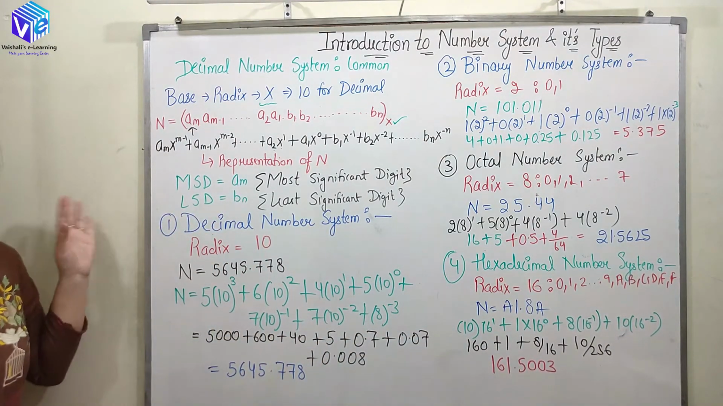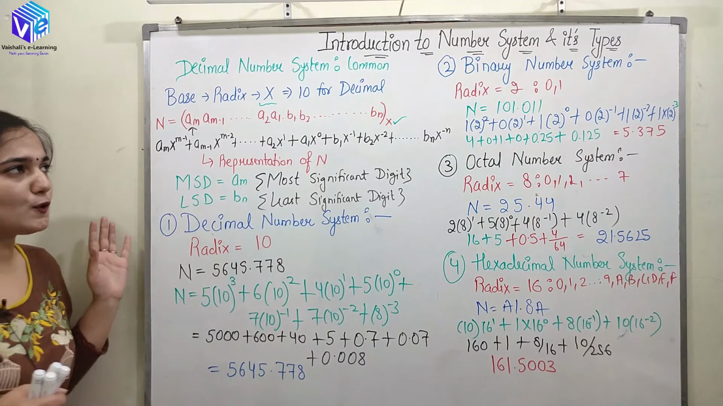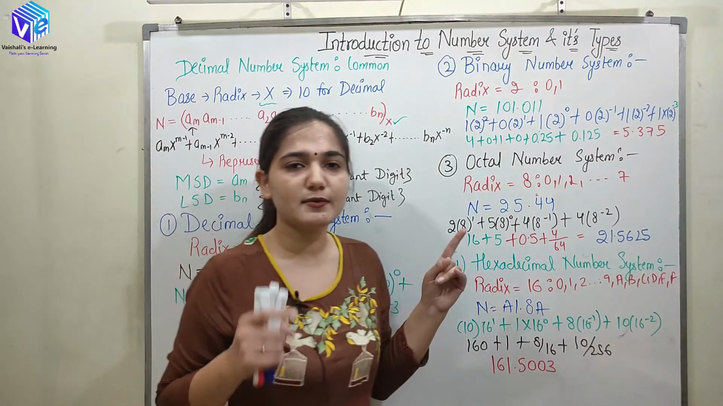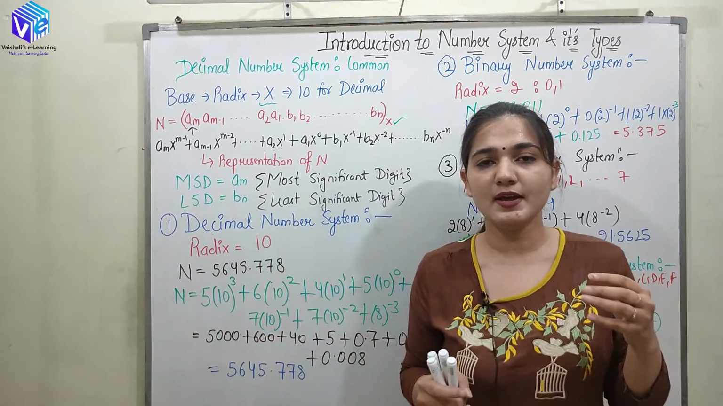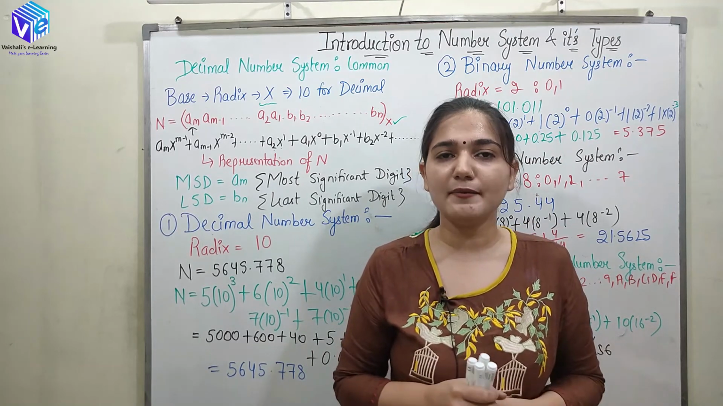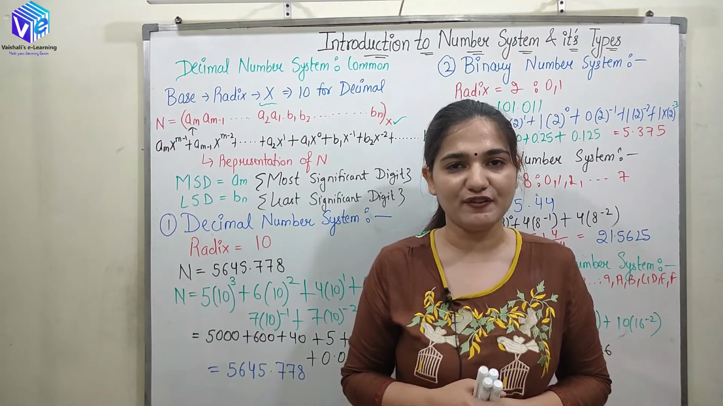So this is how I have concluded this session. So now we understood what is the number system, what are the 4 types of number system, and how we represent them, what is the radix value for all of them.